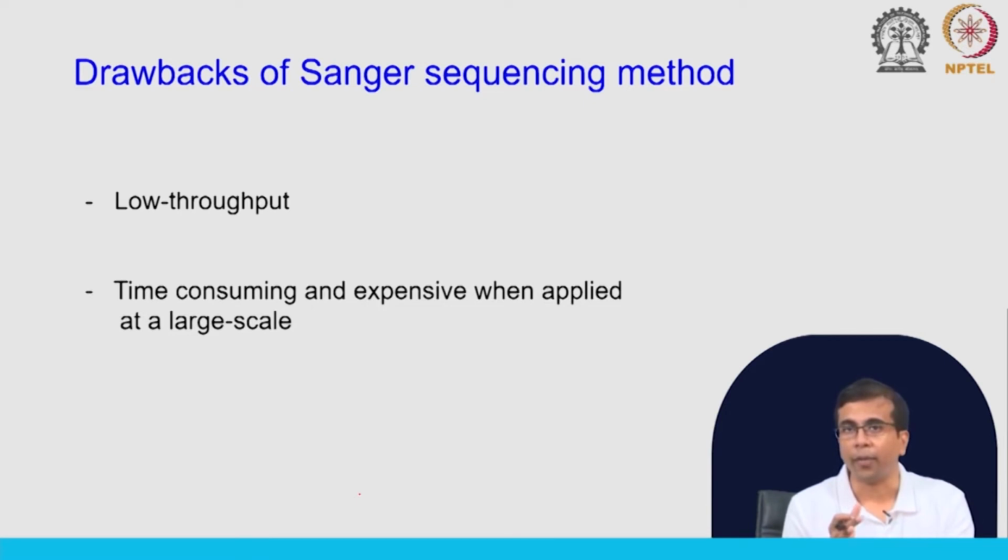So, when you apply Sanger sequencing, as we have just seen, to a very large scale genome project, this becomes very expensive and it takes a lot of time. Okay. So, this is probably not the way you want to sequence not just human genomes, but also other species right around us, plant genomes, crop genomes, right. So, this is a big limitation of Sanger sequencing.